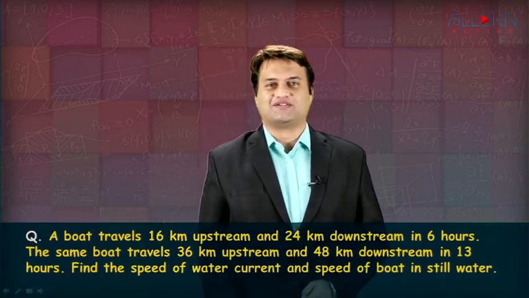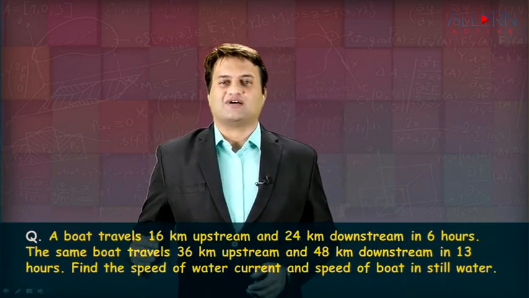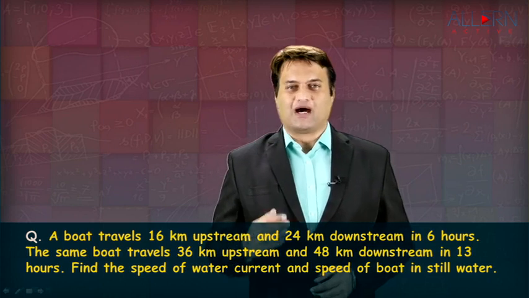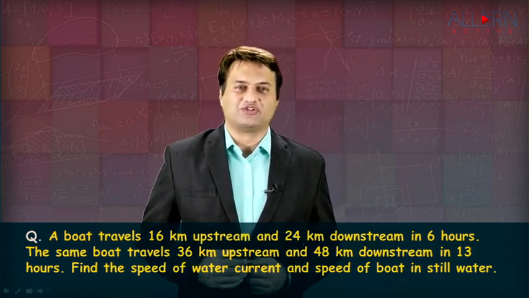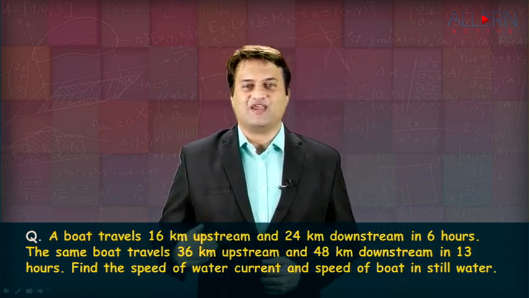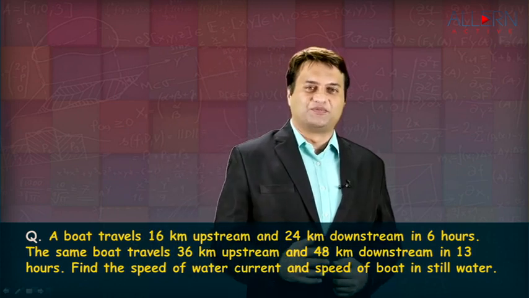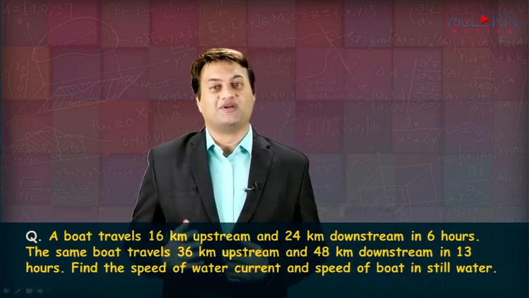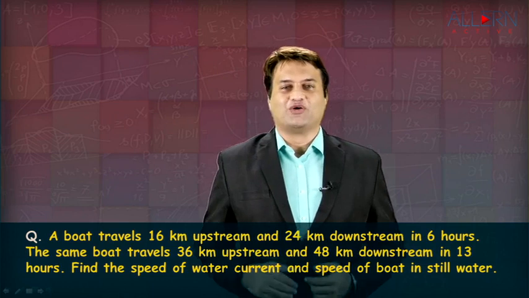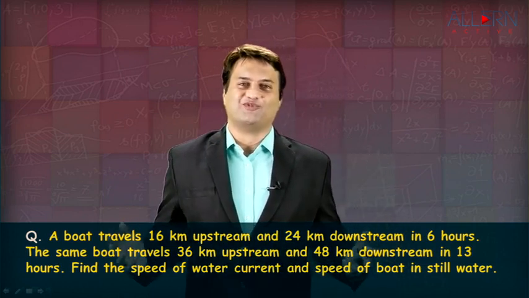Hello students, let us go through one more sum based on speed, distance and time. The sum is: a boat travels 16 kilometers upstream and 24 kilometers downstream in 6 hours. The same boat travels 36 kilometers upstream and 48 kilometers downstream in 13 hours. Find the speed of the water current and the speed of the boat in still water.